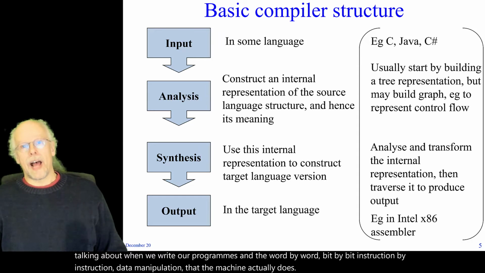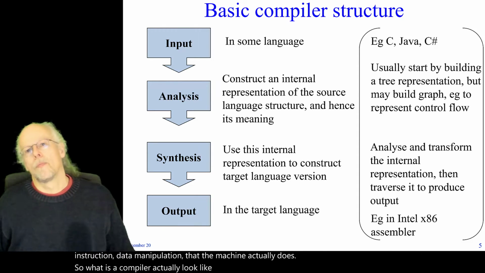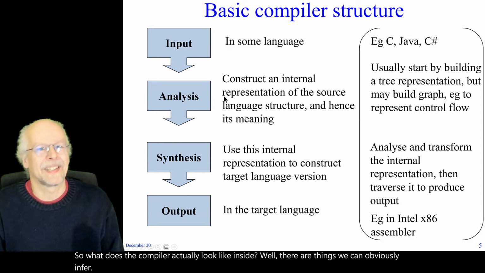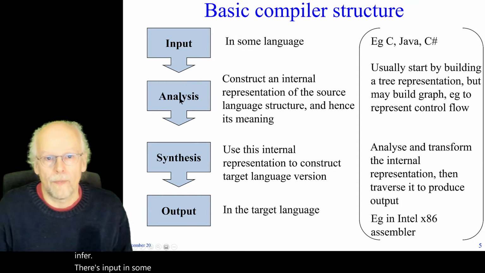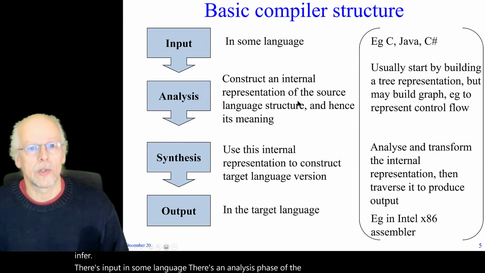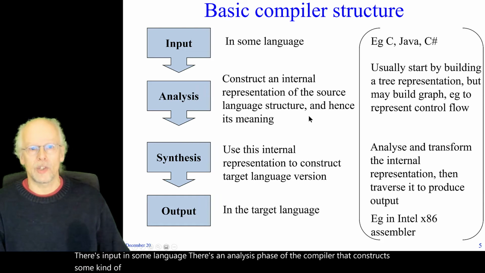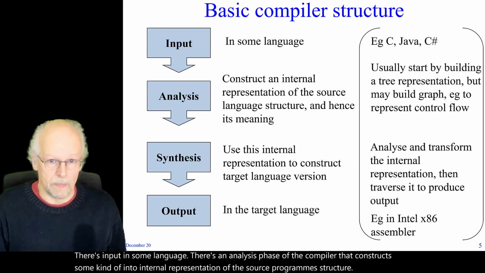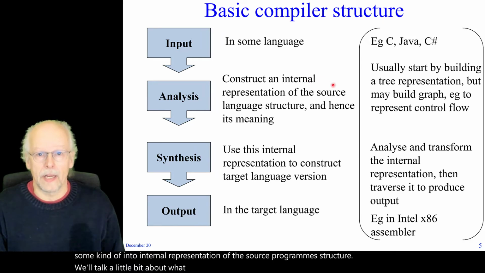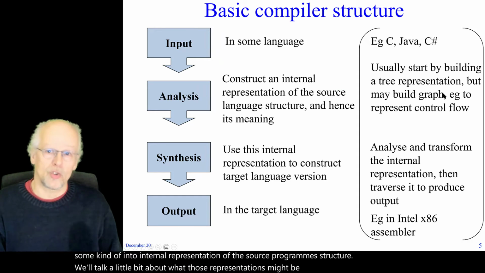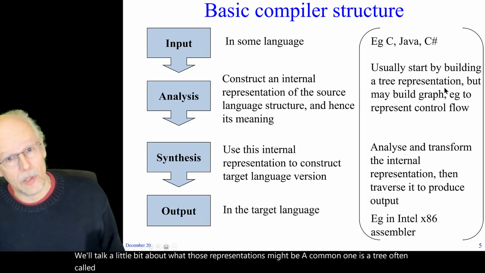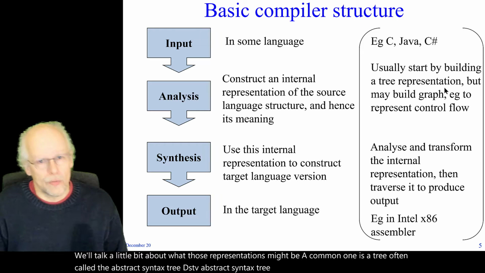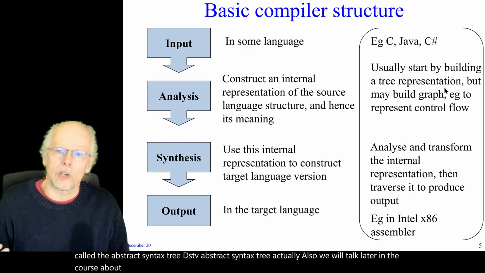So what does a compiler actually look like inside? Well, there are things we can obviously infer. There's input in some language. There's an analysis phase of the compiler that constructs some kind of internal representation of the source program's structure. And we'll talk a little bit about what those representations might be. A common one is a tree, often called the abstract syntax tree, the AST. Actually, also, we will talk later in the course about other representations, like control flow graphs.